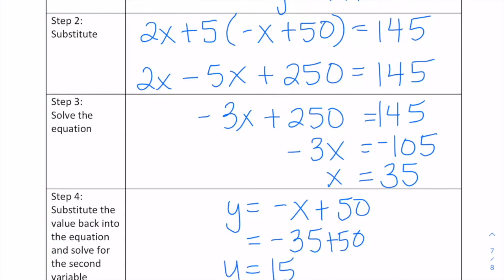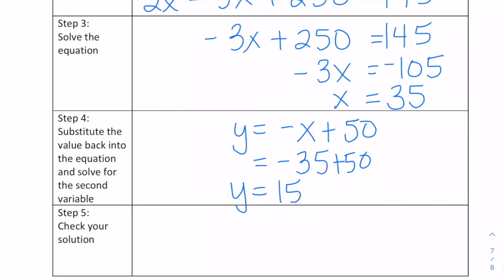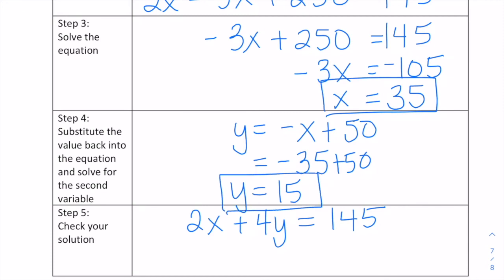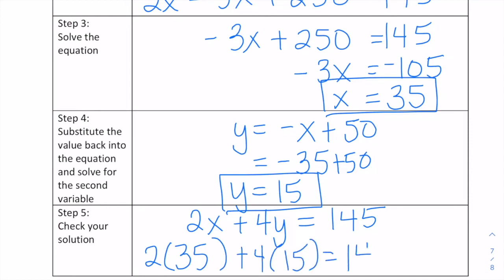So to double check that, I'm going to plug that into the equations. I knew that the 2x plus the 5y equaled 145. So let me just double check. We have x is 35, y is 15, so we'll put 2 times 35 plus 5 times 15. Does that equal 145? That's 70 and 75, which equals 145.